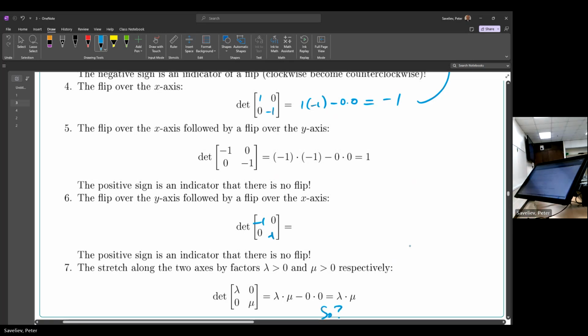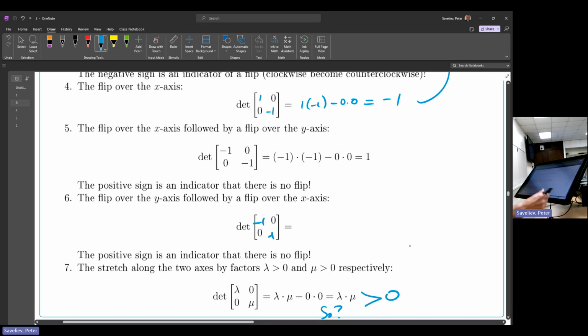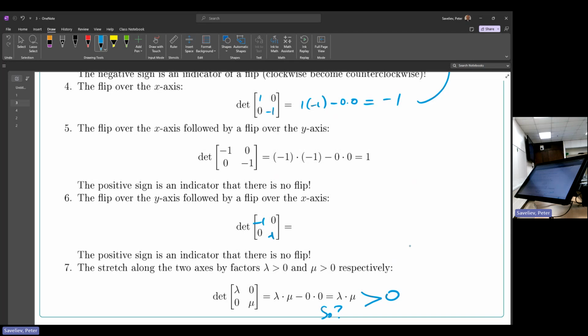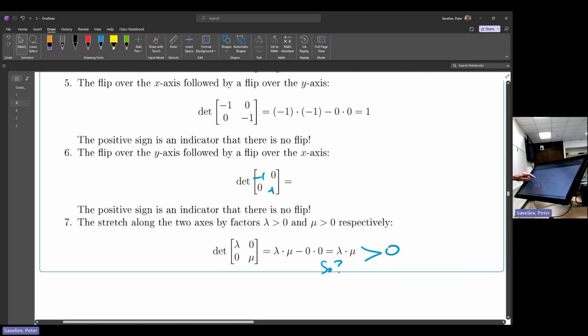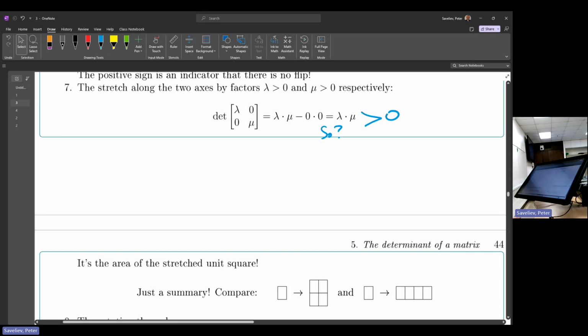Positive. And it is, that's right, it is positive, so there is no flip. So naturally, as you would have guessed, stretches do not create flips. Okay, so that's the point. But this is what they do.